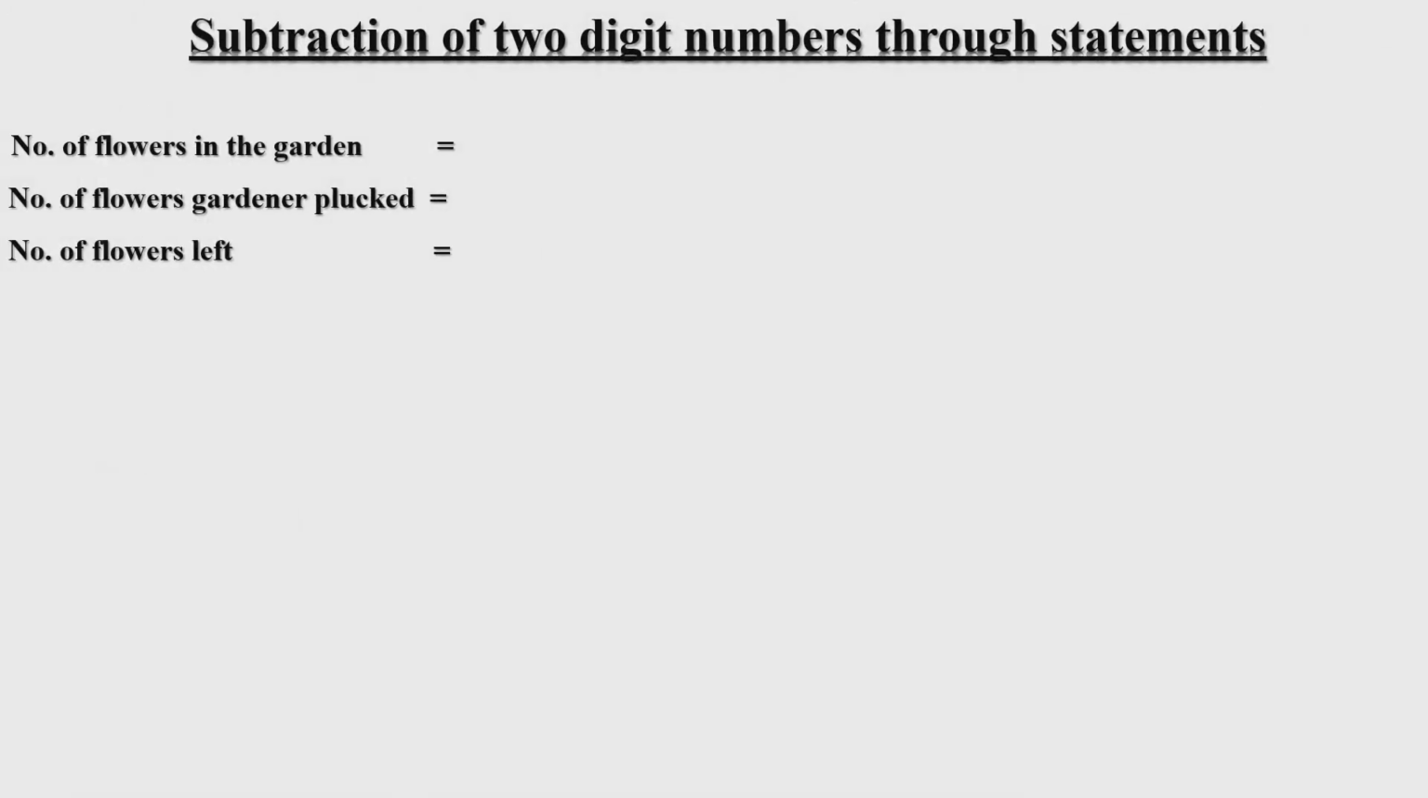Let's do it another way. Number of flowers in the garden is equal to 69. Number of flowers gardener plucked is equal to 53. Number of flowers left is equal to what? So firstly we will put the sign of subtraction at the left side of subtrahend. Now we will subtract from ones column. 9 minus 3 is equal to 6. Then we come to tens column. 6 minus 5 is equal to 1. So the number of flowers left is 16.